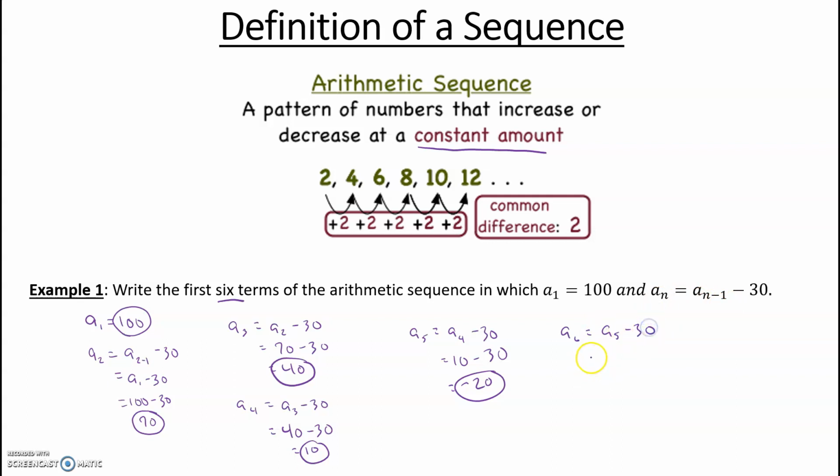minus 30. So again, we have one of those recursive formulas where you have to have the one directly before it in order to move on. So what do we got here? Negative 50. All right, so there's my first 6 terms.